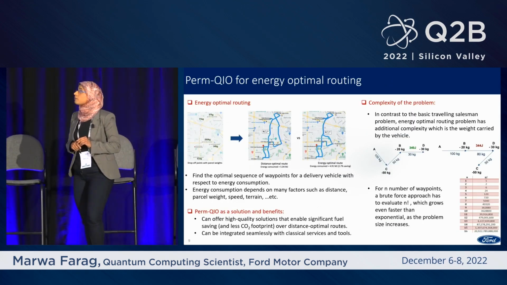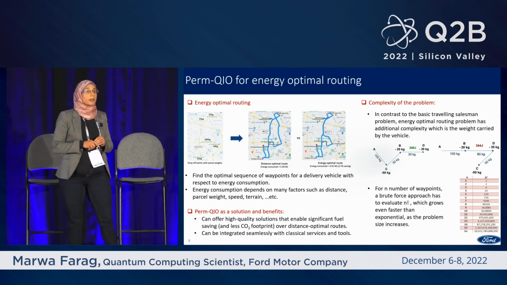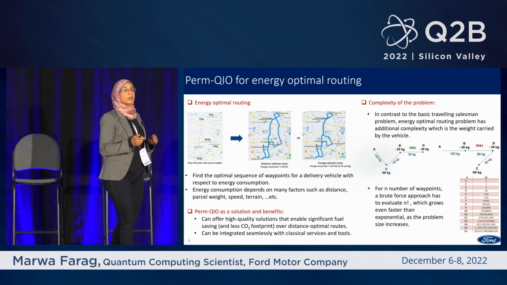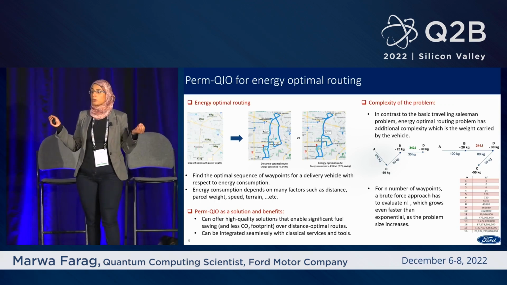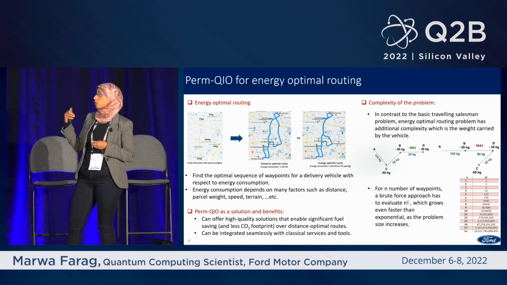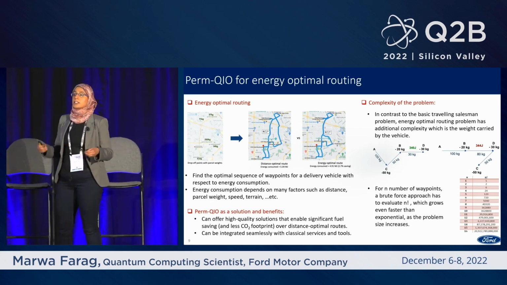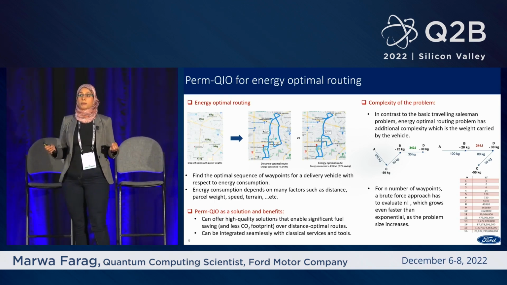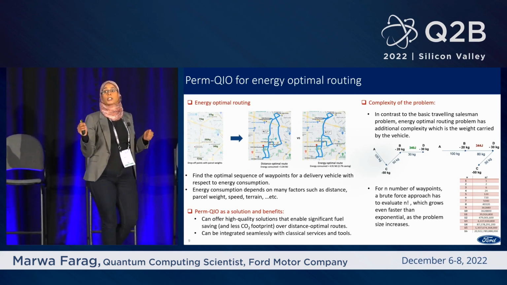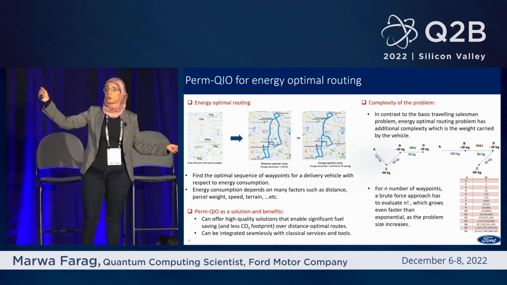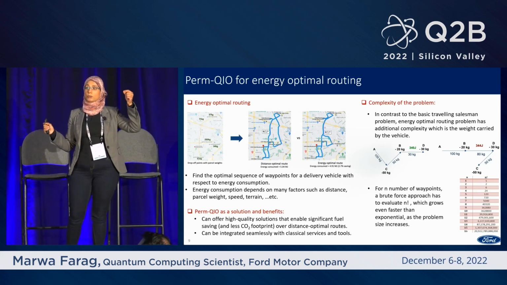We tested this on the energy optimal routing problem. Energy optimal routing is simply trying to optimize your route based on energy consumption. This is actually more complex than the traveling salesman problem, because when optimizing based on energy consumption, you are not just dependent on the distance between your points, but also on the weight carried between these two points.